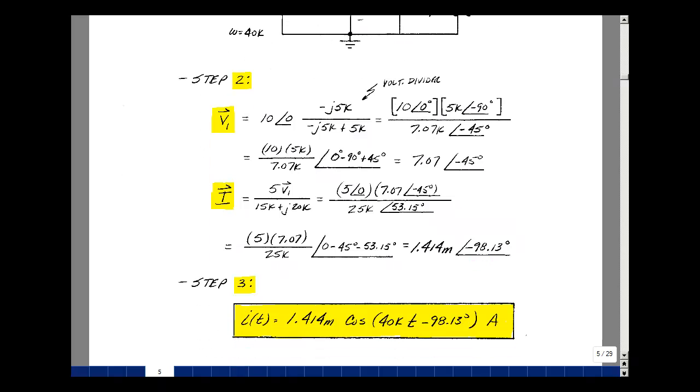And then lastly, our third step is to map from the frequency domain result to the time domain result by just putting the cosine of omega t between the magnitude and the angle. So my current then is 1.414 milli times the cosine of 40k t minus 98.13 degrees amps. And this is supplemental problem 8.6.